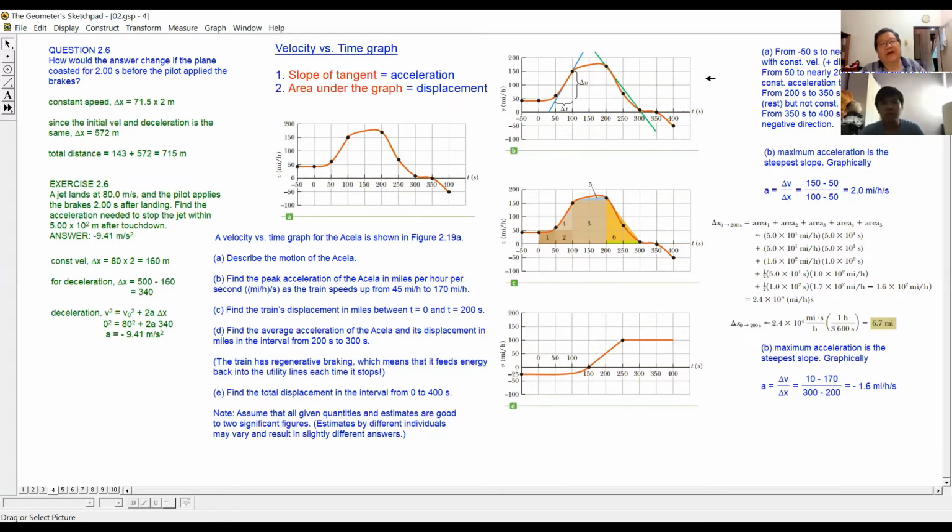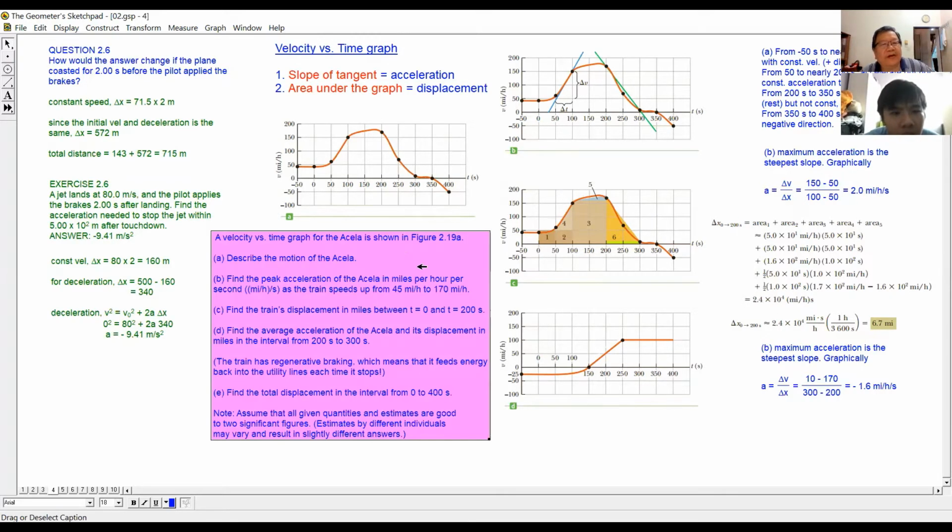So everything that you learned about velocity versus time, you must recall. Recall what you have learned about velocity time graph. And the first thing you recall is the slope is the acceleration. Area under the graph is the displacement, right? So you read this example, a velocity versus time graph from here.